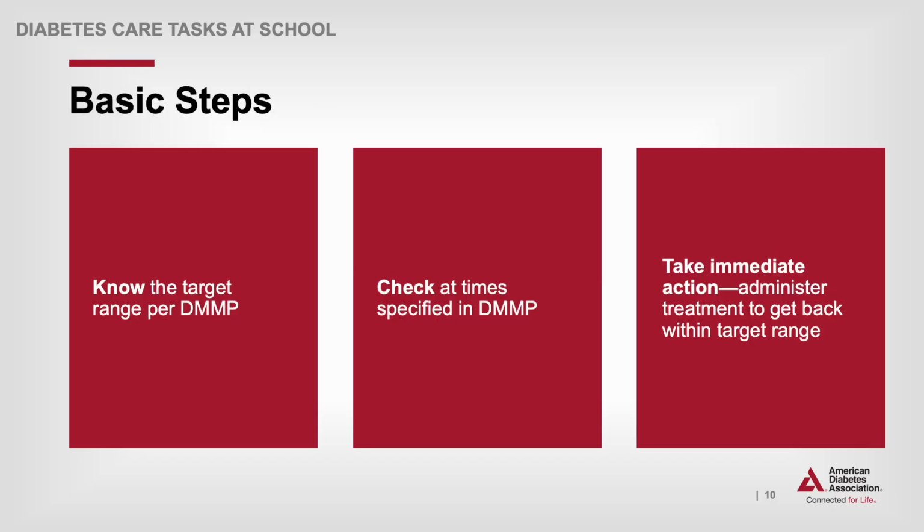Basic steps to using glucose monitoring as a tool. Number 1, know the target range. Each student's target range should be clearly identified in the DMMP. Number 2, check at times specified in the DMMP. And number 3, take immediate action by administering treatment to get the student back within their target range.